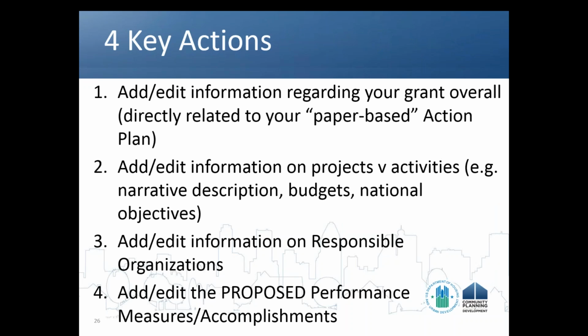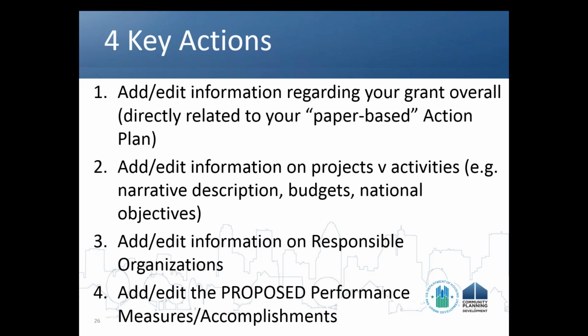For the 4 key actions that are going to be happening at DRGR, you're going to be working at the grant overall level, and that's really going to be information directly related to your paper-based or your published plan, and you're going to be directly putting that information in. Then you're going to be figuring out your projects and activities. That's going to include narratives, budgets, national objectives you're going to be wanting to meet. You're also going to put in information about responsible organizations, or who's doing the work, who's actually on the ground doing the work. And then also you're going to be talking about your proposed performance measures and accomplishments.